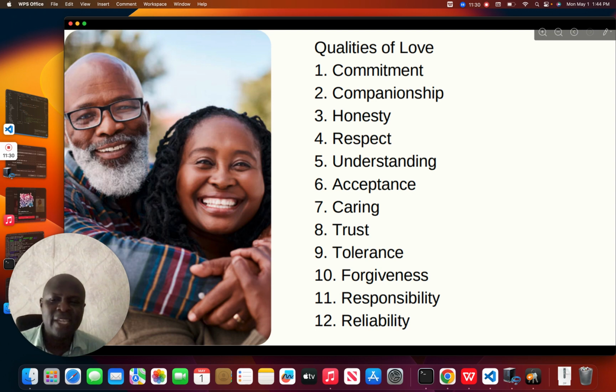Any student, any citizen that says that they love, there must be commitment, because before you can understand your friend, you must be committed to your friend. Another quality is companionship. Companionship brings us together. Companionship makes us to understand ourselves. Companionship helps us to relate well.